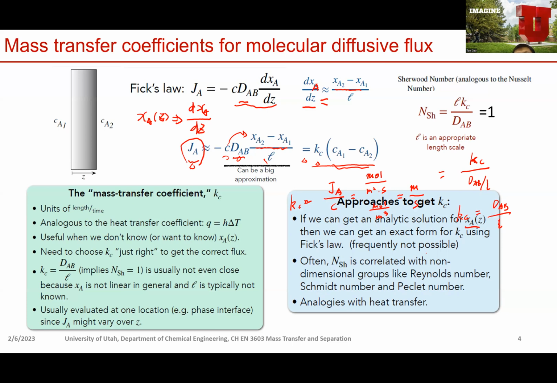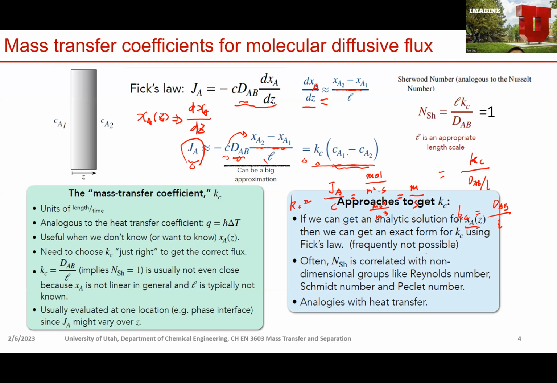Now, with the difference in concentration, Kc in this case can be computed by dividing JA by CA1 minus CA2, right? But that requires knowing exactly the functional form of xA as a function of Z, which a lot of times is something we don't want to do, or want to avoid.